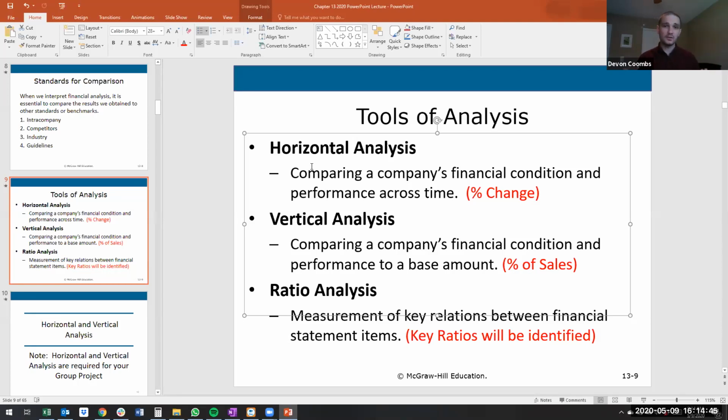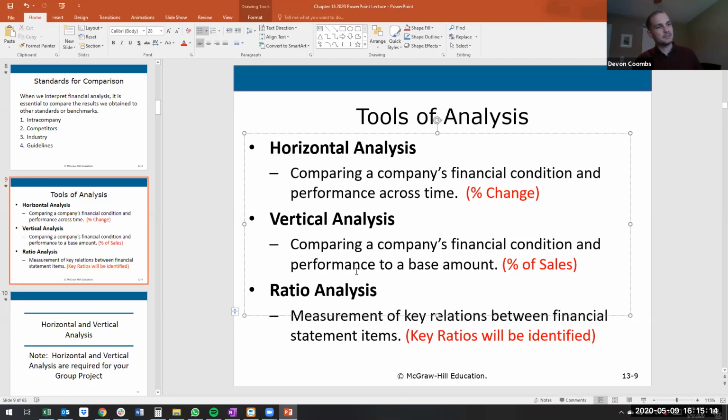The reason for this is if I'm a consulting firm and I make $1 million a year, but I want to compare it to a company that makes $1 billion a year, I can't do that with numbers, right? Their business is so much larger. But what I can do is compare it with percentages. And so we'll go over why that makes sense for how we can compare best practices and make sure our companies are on track. So that's comparing a company's financial condition over time, the horizontal analysis.